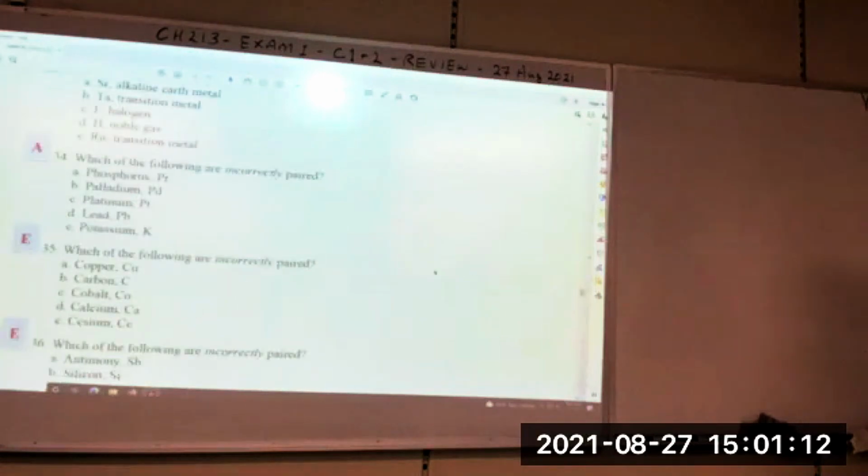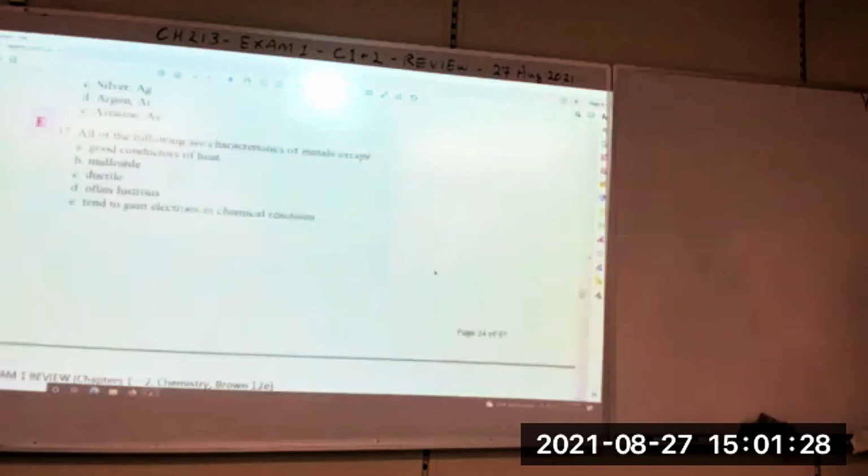All right, so we get a bunch of those pairing names and symbols. So that's why, at least for this test, you need to know your symbols. Well, actually, you need to know your symbols for the rest of the course. And for all eternity.